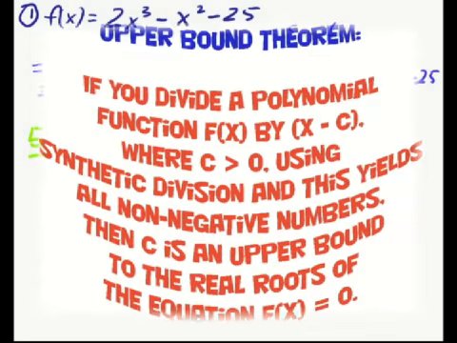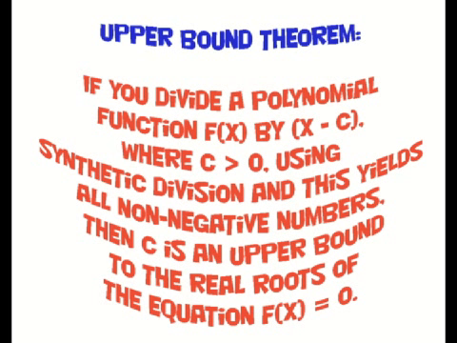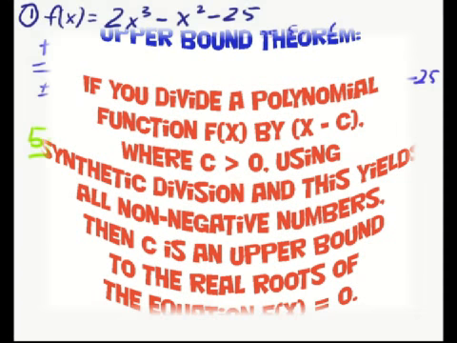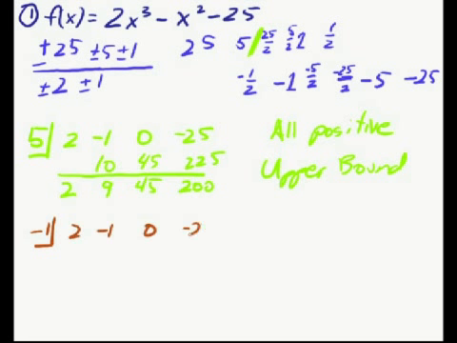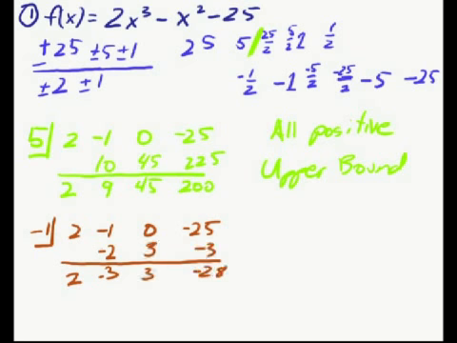Now, I've just noticed a pattern on the last row of my synthetic division. That is, all the last numbers come out to be non-negative or positive. That means that number is the upper bound. In other words, since the last row is all positive, then 5 is the upper bound. I'm going to go up here and draw a line, and I'm not going to test any numbers greater than 5. I'm going to try negative 1 next, and I think there might be a pattern here also.